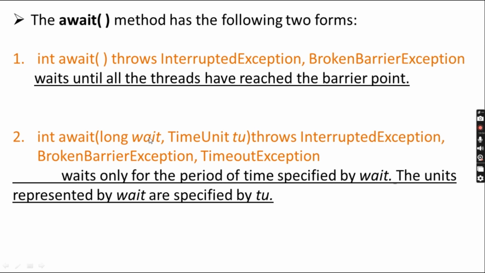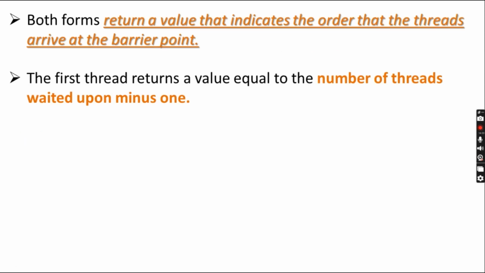Suppose there are 5 threads available and the cyclic barrier is waiting for 10 minutes. You have provided 10 in long format, and the time unit is minutes. If in 10 minutes none of the threads reach that execution point, the execution will resume after 10 minutes. It will not wait beyond 10 minutes. It's as simple as that.